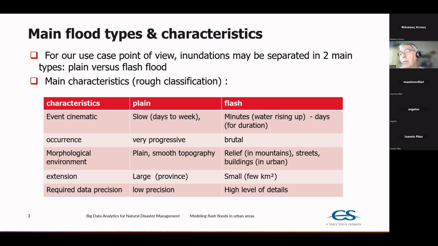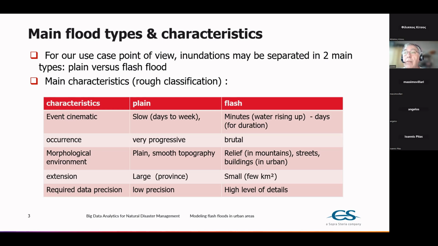Extension of the phenomenon, of course, in plains, by definition, is really large. It could be part of a region or part of a country. Flash floods are usually a few square kilometers because it's very concentrated in depressions or valleys or in the streets of a city.